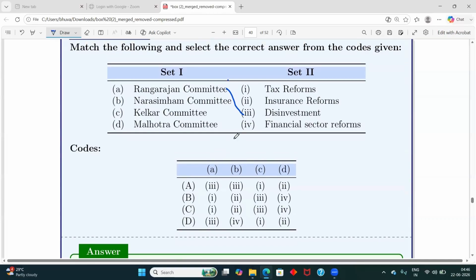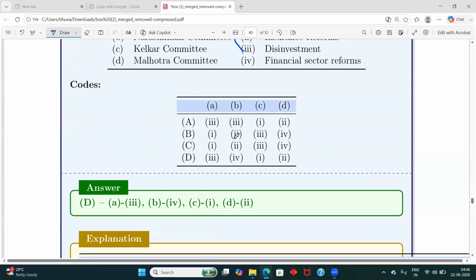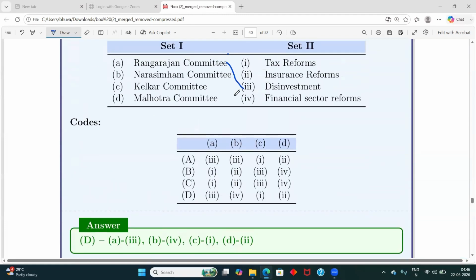Now let's see, Narasimham Committee for what? The Narasimham Committee came in 1991 and 1998 for financial sector and banking reform. So the Narasimham Committee is matched with financial reform, which is 4. So let's see option D with 4. So the correct option is D. It is easy to find in this way.